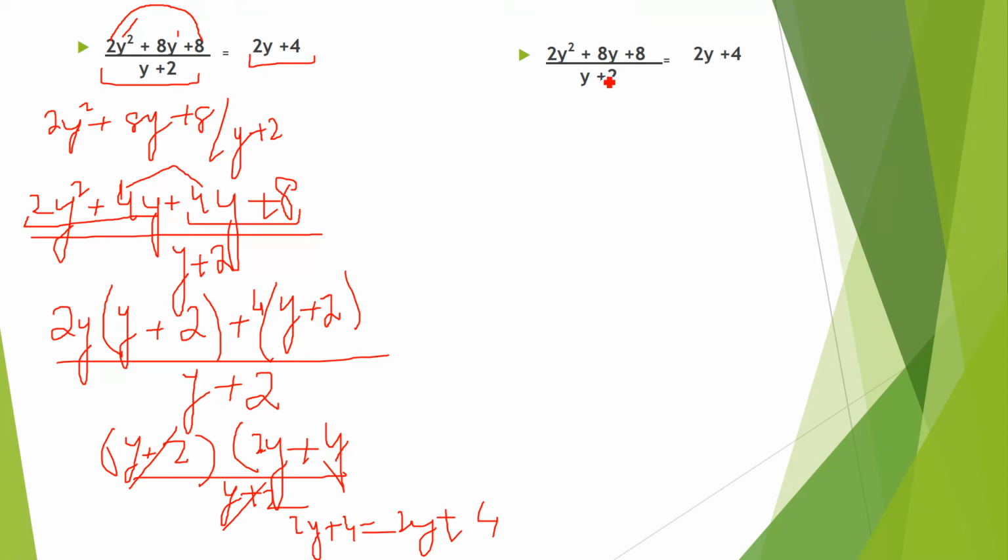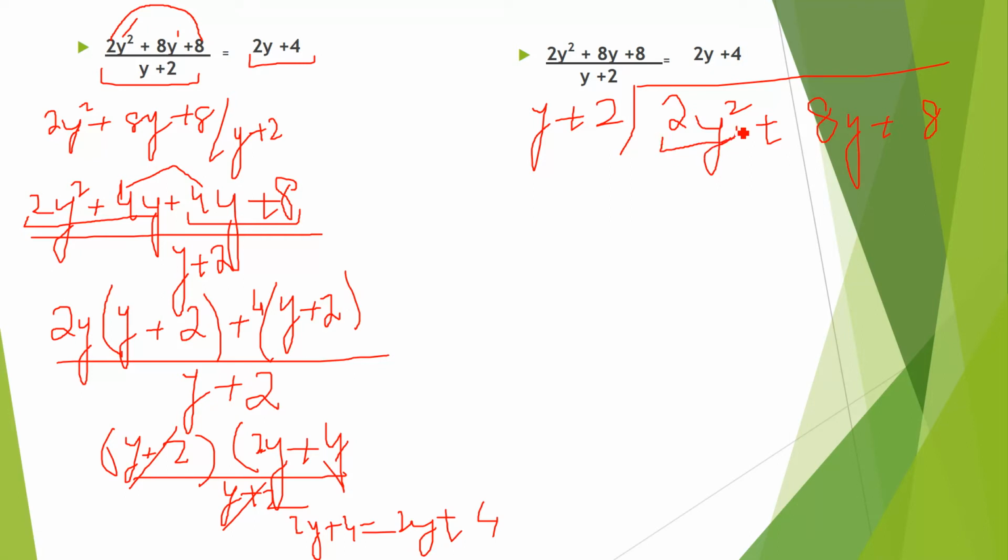Now we will prove it with the help of the division method. y plus 2 is called the divisor, and this is the dividend, right? This is the dividend. You have to prove 2y square plus 8y plus 8 divided by y plus 2 equals 2y plus 4. So what I told you, how we will start this problem, there are 3 steps. The first step is you have to take the first term of the dividend.